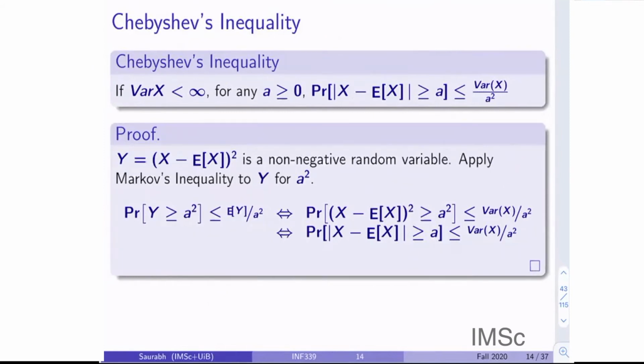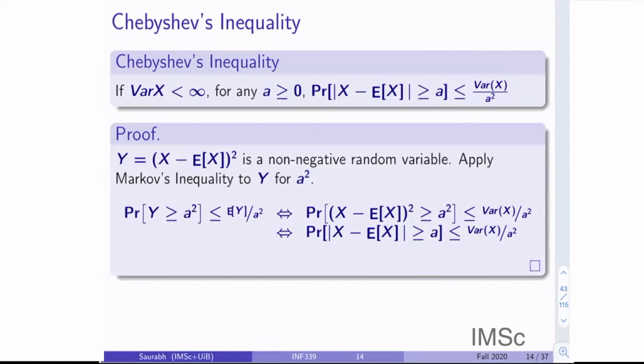You basically apply it to Y. Y equals (x minus E[x]) whole squared is a non-negative random variable. Why? Because it's a square, and the square of any function is non-negative. And once it is a non-negative random variable, we can directly apply Markov to Y for a squared. Look, the probability that Y is greater than or equal to a squared is the same as the probability that (x minus E[x]) squared is greater than or equal to a squared.